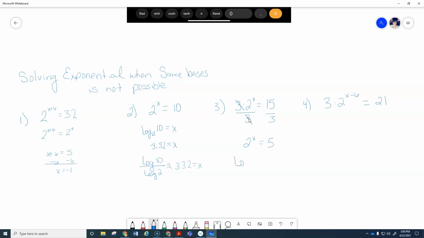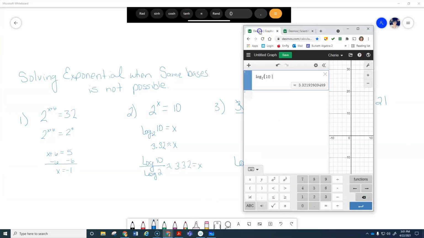So now we rewrite this. This becomes log base 2 of 5 is equal to x. And you can type it in, whichever calculator you want. Even on the Desmos graphing calculator here, you can type it in. You don't have to use the base 2. You can, and I'll show you.